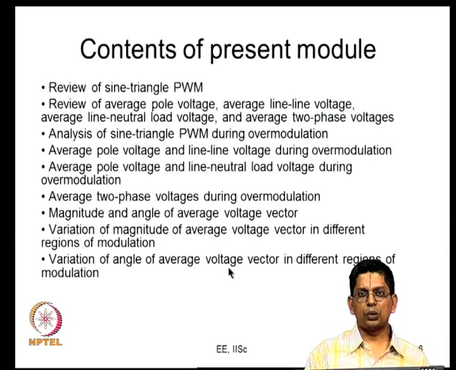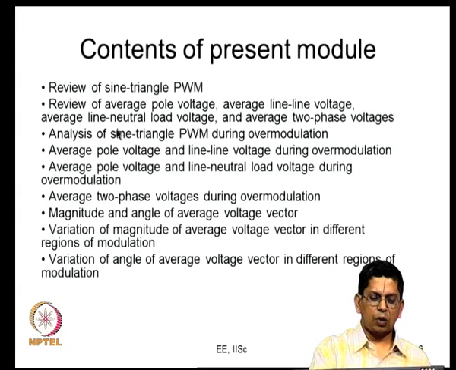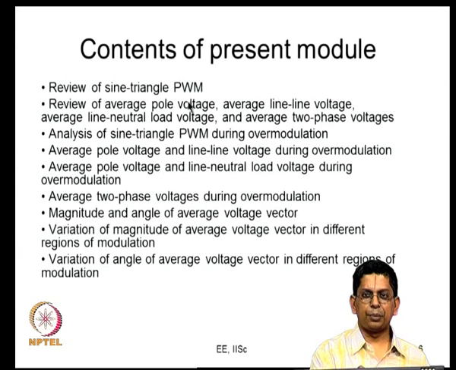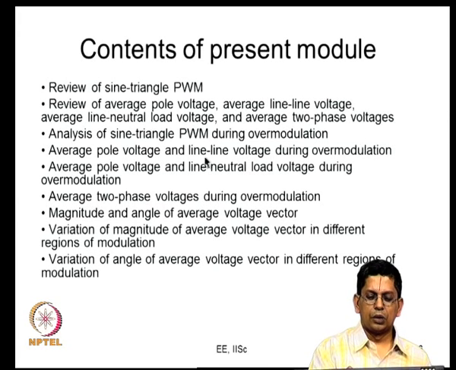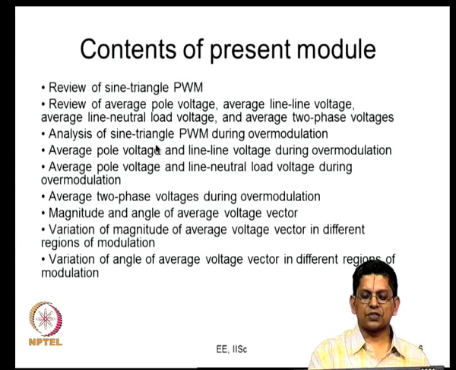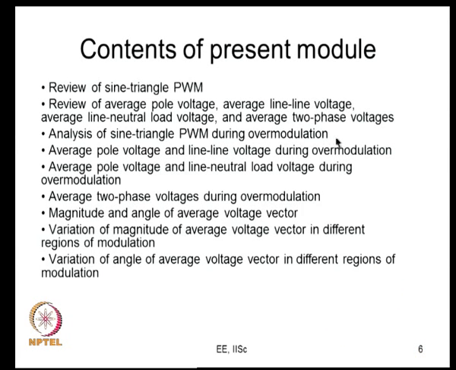So, I said I am going to deal with overmodulation. What we are going to first do is review sine-triangle PWM. It is better that we pick up our threads from there, and then let us review these quantities that we have called average pole voltage, average line to line voltage, average line to neutral voltage, and average 2 phase voltages. So, what we would essentially do today is this analysis of sine-triangle PWM during overmodulation.